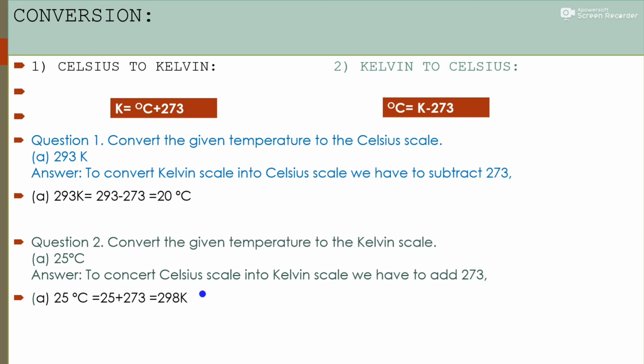And to convert Celsius into Kelvin, we have to add 273. For example, convert the given temperature to the Kelvin scale: 25 degrees Celsius. To convert Celsius scale into Kelvin scale, we have to add 273. That is 25 degrees Celsius, so to convert into Kelvin, we add 273. So 25 plus 273 is equal to 298 Kelvin.